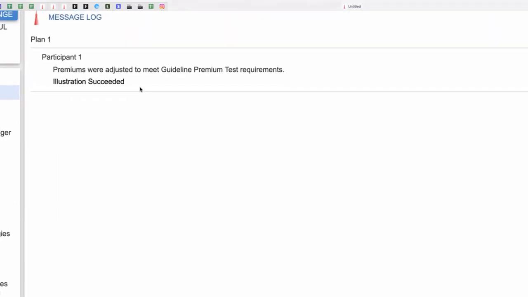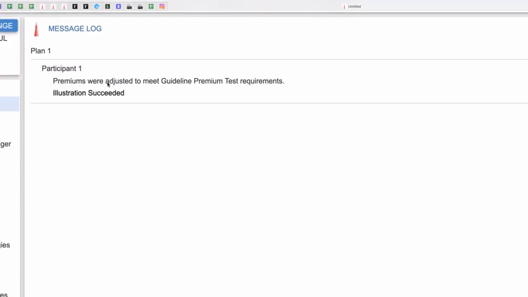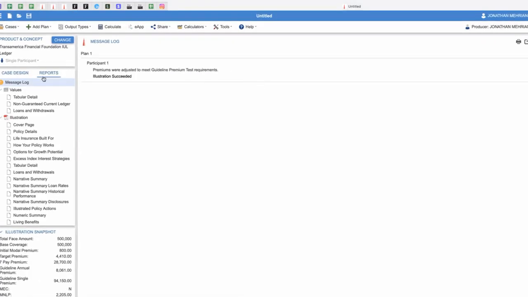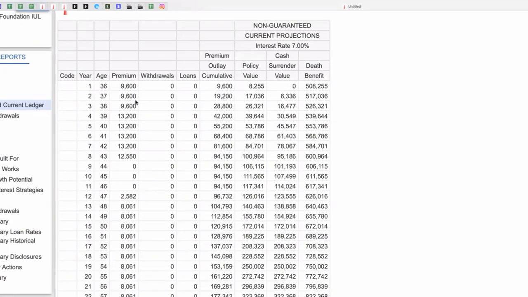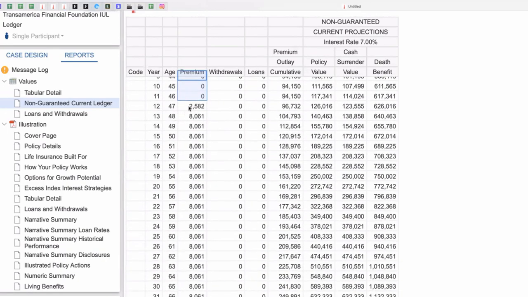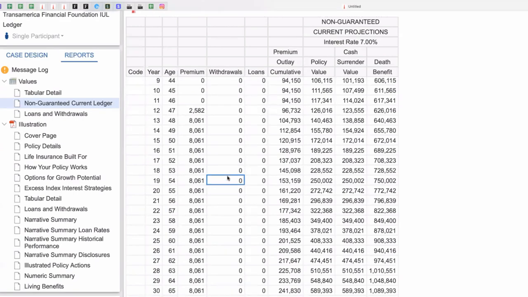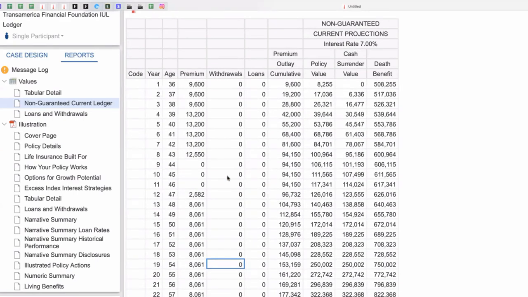Now, I want you to notice something here. Look at the message I'm getting. Premiums were adjusted to meet the guideline premium test requirements. So what does that mean? How many of you remember studying for your license and you studied something called a MEC, a modified endowment contract? This policy design at some point will not accept my full premiums. Why? Because it would become a MEC. It'll become a modified endowment contract, and now it will become a taxable event.